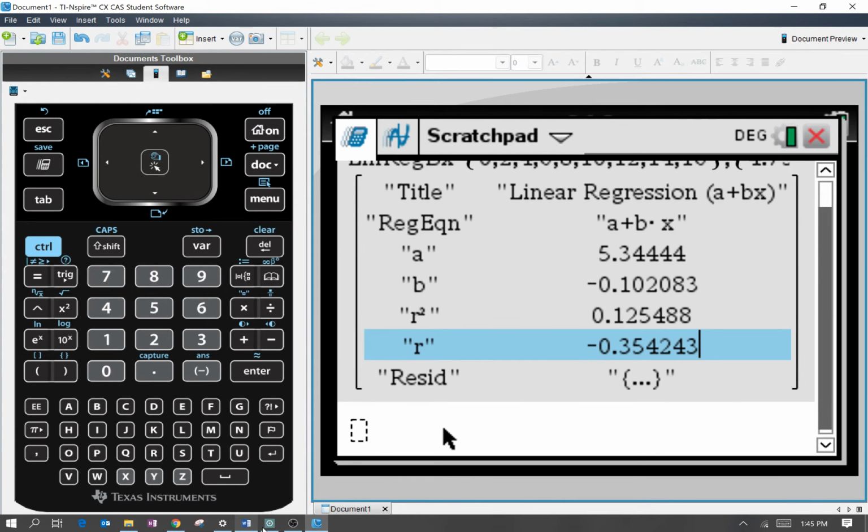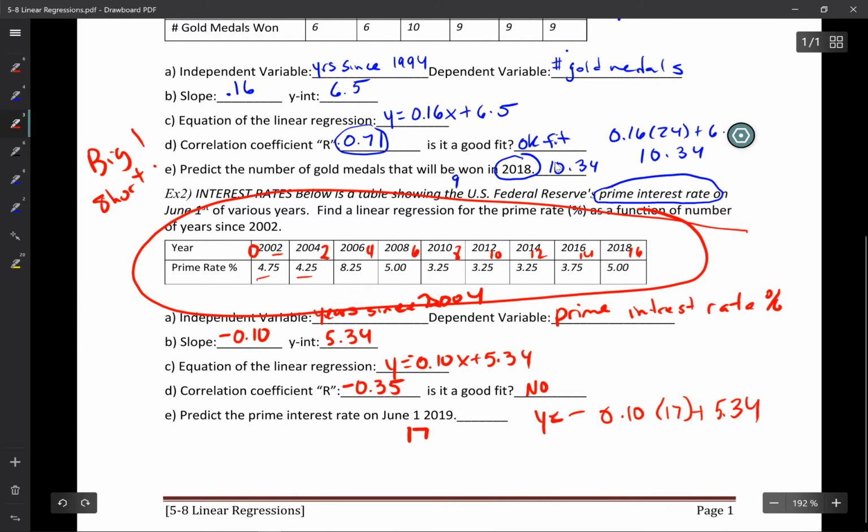I guess I can do it on my own calculator. I have a calculator off to the side here too. So I'm just going to do it there because you don't need to see that. You're just going to type that in, not a big deal. So negative 0.1 times 17 plus 5.34, we get 3.64, right? And if you actually looked at the prime interest rate in 2019, it's actually pretty close to 5, right? So we weren't close at all. Why? Because the correlation coefficient was telling us this is not linear, so our prediction's probably not going to be very good.